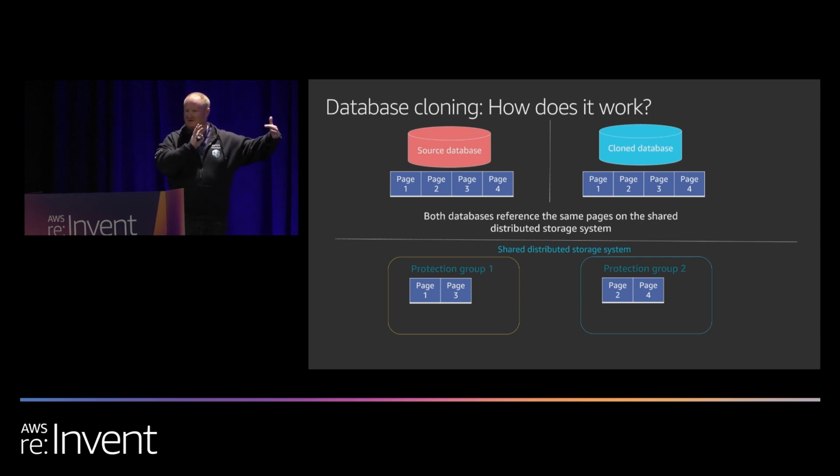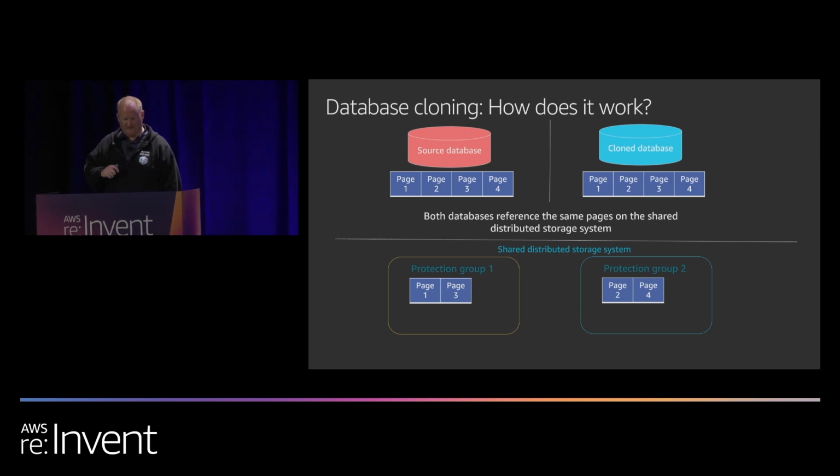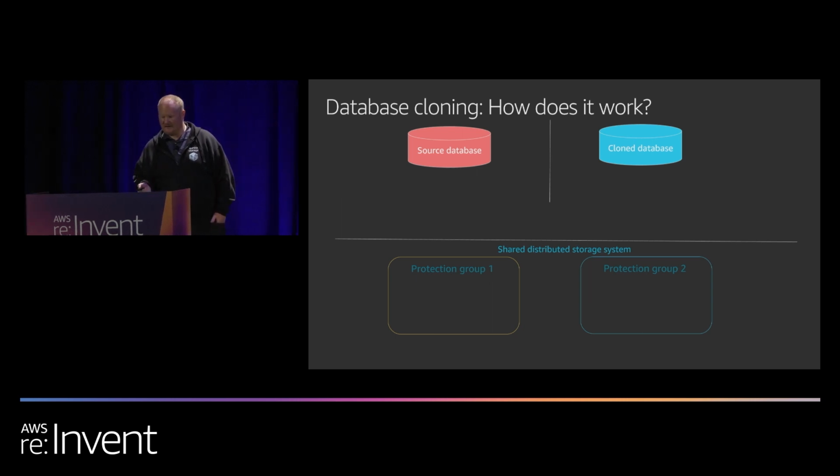There are 6 segments written into 6 different storage nodes. And apparently page 1 and 3 are on the first protection group, and page 2 and 4 are on the second protection group. And then let's see what happens when it diverges.